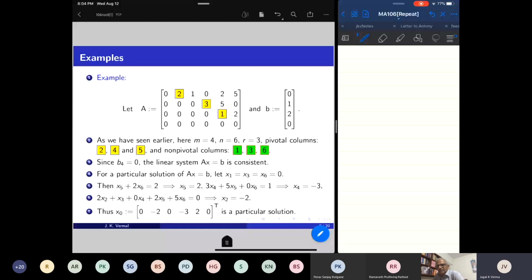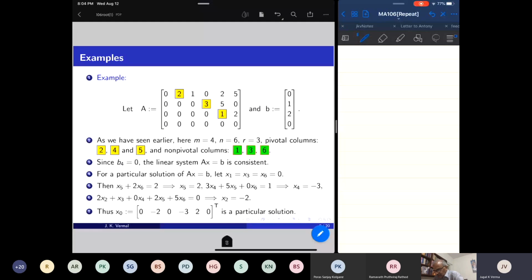I have determined a particular solution of the homogeneous system of equations. But my given system is inhomogeneous. It is Ax equal to B. The column B is a non-zero vector. So we are solving an inhomogeneous system of equations.